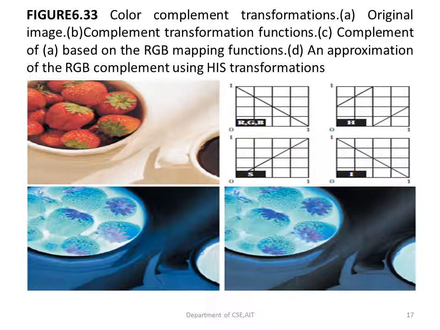In this picture we can see the color complement transformations. Picture A is the original image, and in picture B we have the complement transformation functions. The first one is the RGB color component complement transformation function, where we can see the color transformation is negative, and then for the H we have the complement given, for the S as well as for the I also.